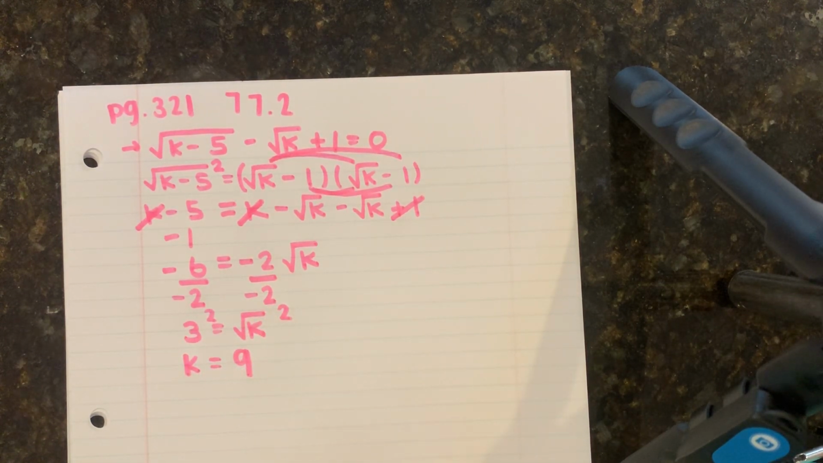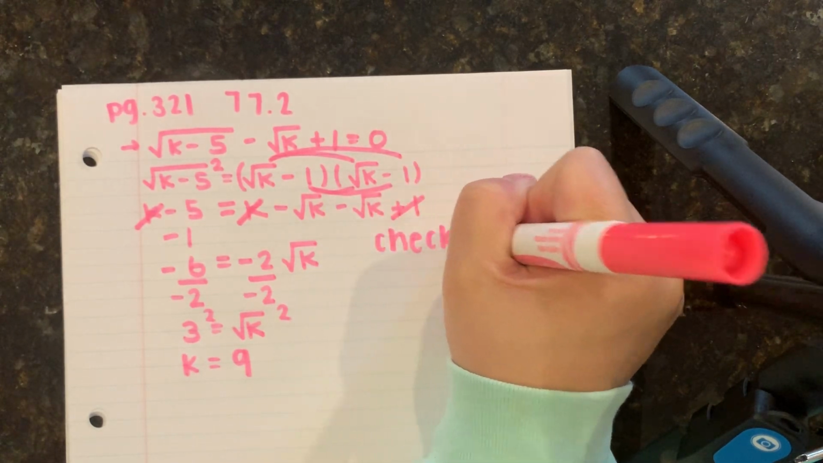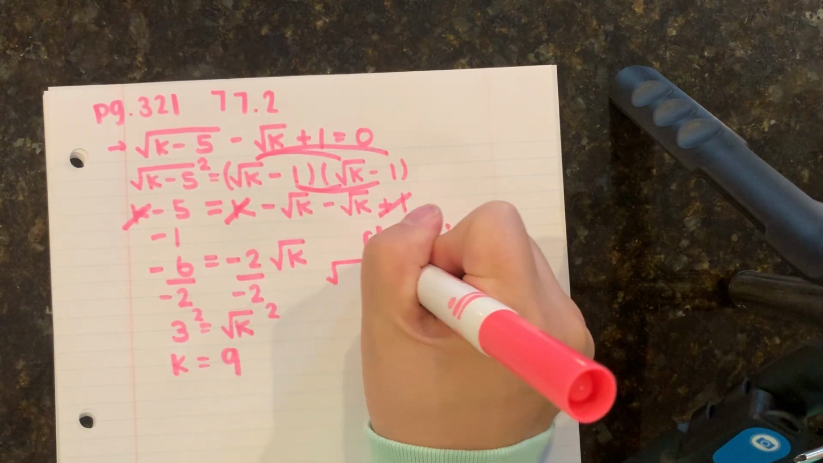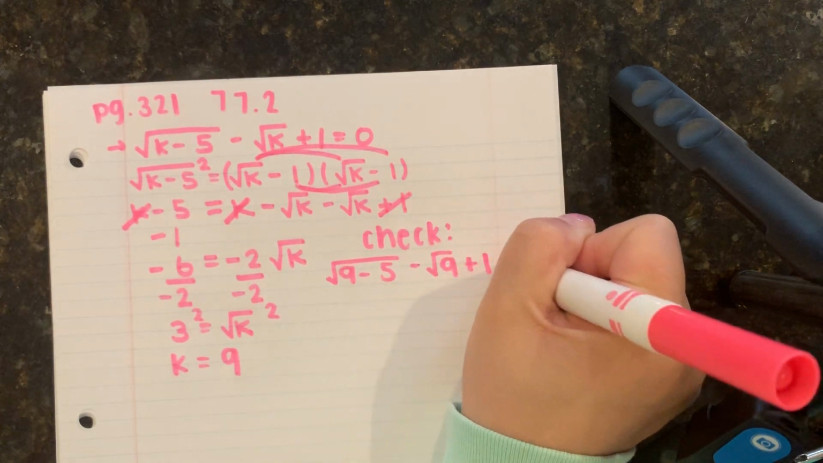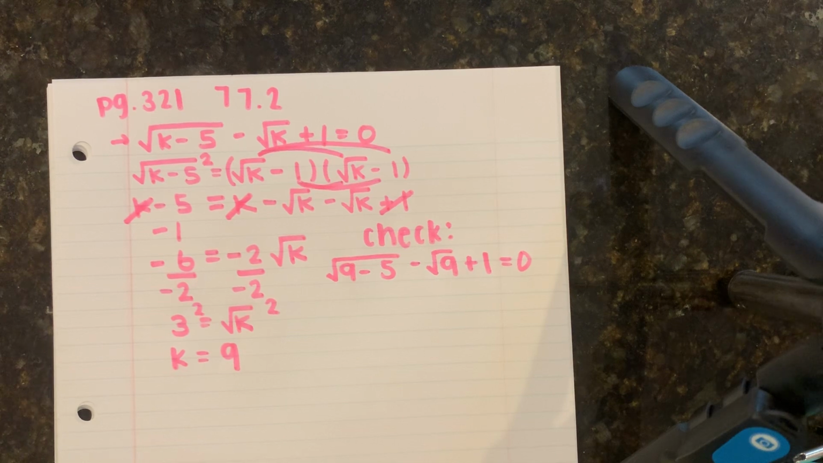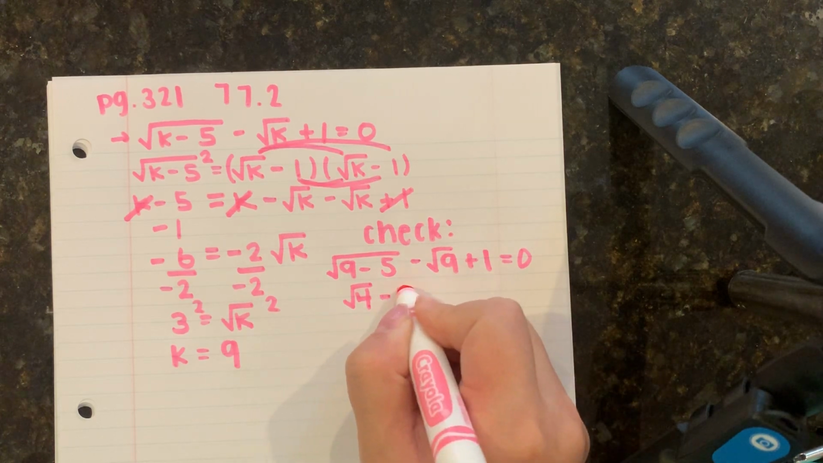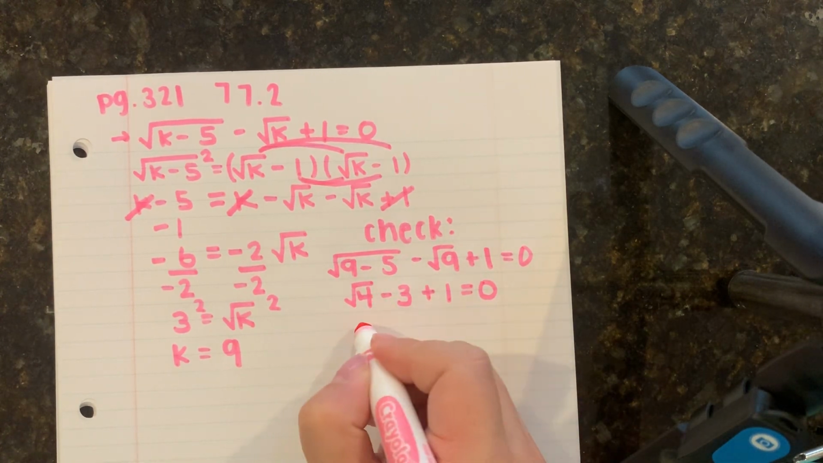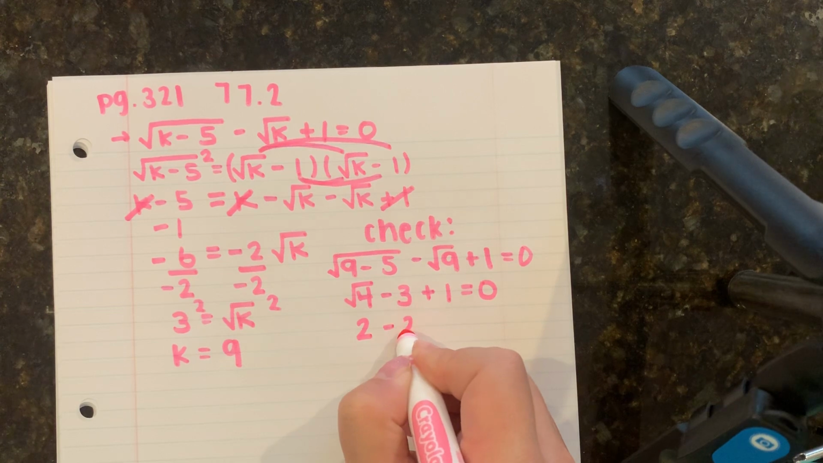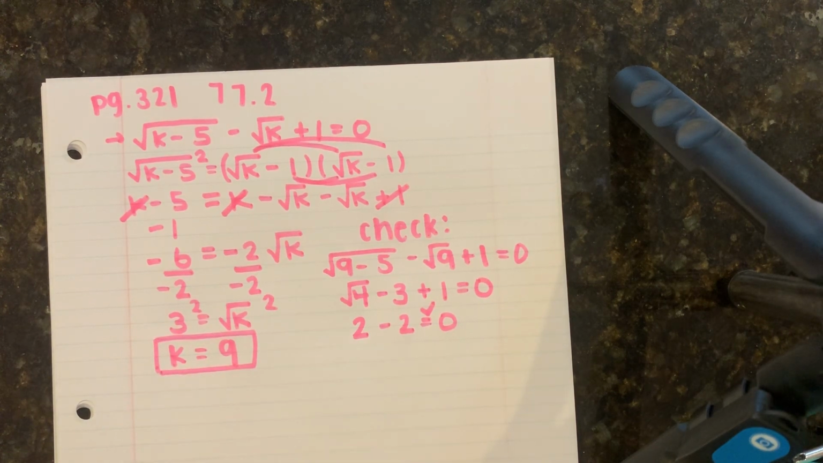But you're not done yet, because you have to check your answer. Whenever your problem starts with a square root in it, you do have to check your answer. So on the side here, I'm going to say check, and I'm going to plug in my k is equal to 9 to the original equation. So that would be the square root of 9 minus 5 minus the square root of 9 plus 1, and I'm checking to see if that's equal to 0. 9 minus 5 I know is equal to 4. The square root of 4 is 2. And then the square root of 9 is 3, plus 1 is 4, so negative 4... the second term is negative 2. So I now see that the left is equal to the right, so therefore k is equal to 9.